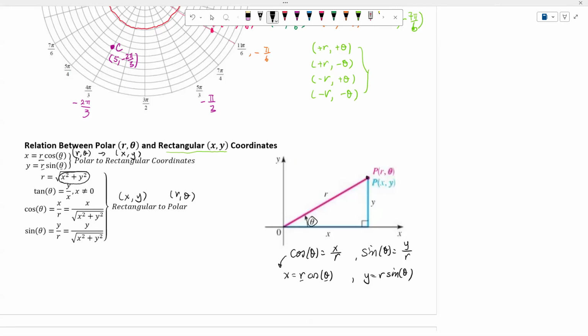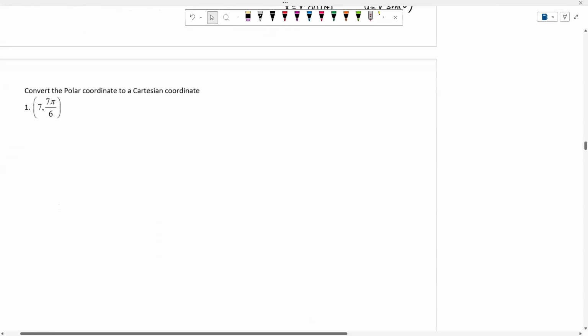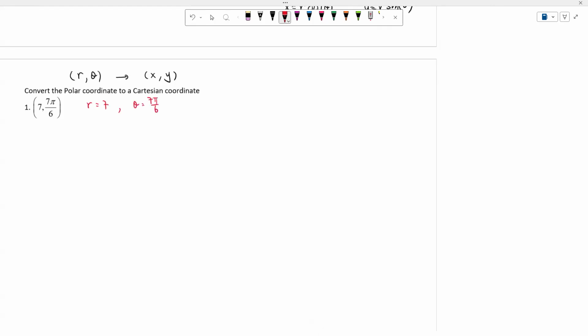Now let's see how we actually work out the problem. To this problem, we would like to convert the polar coordinate system, meaning r and theta, to Cartesian x and y. We know that r is equal to 7 and the angle theta is 7 pi over 6. We also know that 7 pi over 6 is in quadrant 3. Those are the information that we have.